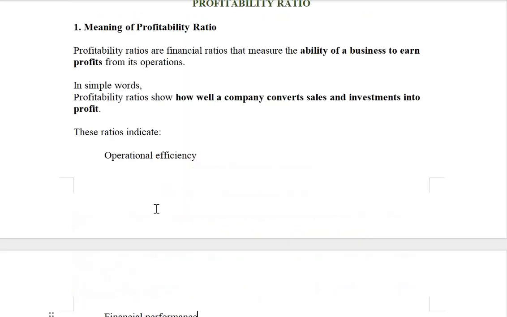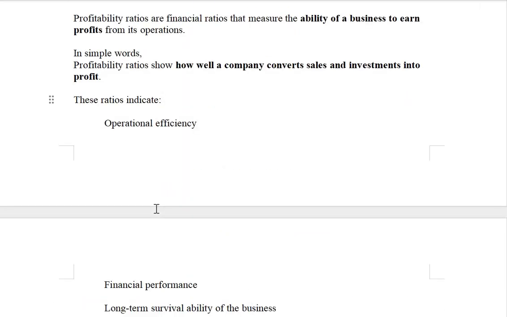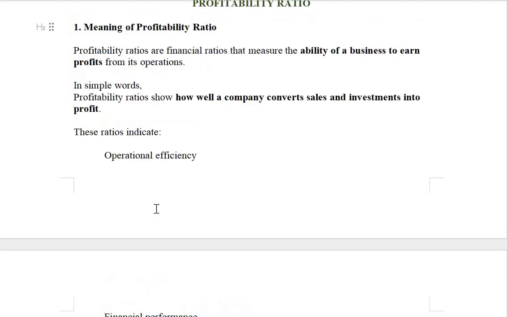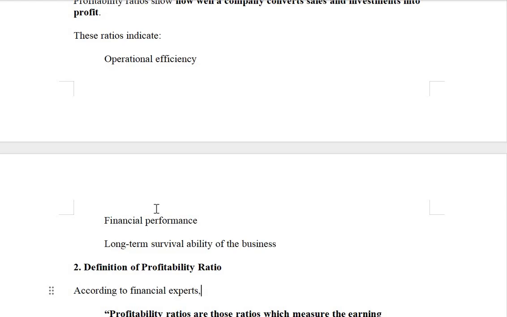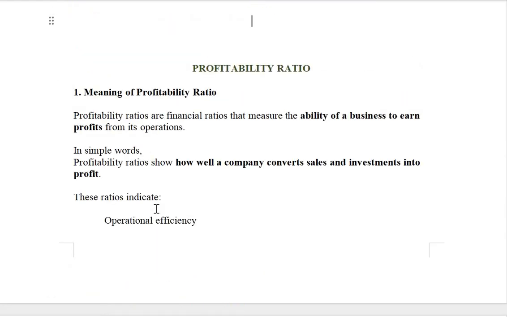So we'll start with the title profitability ratio. What is the term profitability ratio, the definition of profitability ratio, what are the different types of profitability ratio, and how you can compute the profitability ratio. So these are the contents we are going to discuss in this video. First we'll start with the meaning. What do we term profitability ratio?